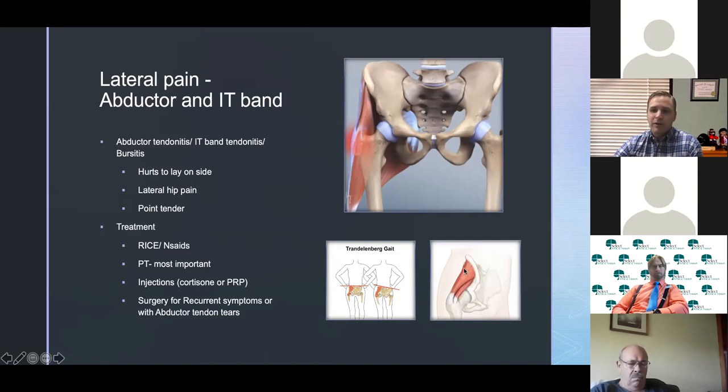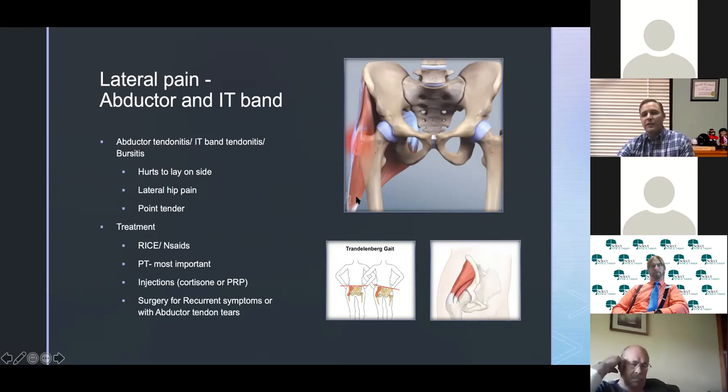And what we're really looking at are these muscles out here. You can have the IT band and things bother you, but the two key muscles, the rotator cuff muscles of the hip, are the gluteus medius and gluteus minimus. And so when we talk about an abductor tendon tear, that's what we're looking at there.